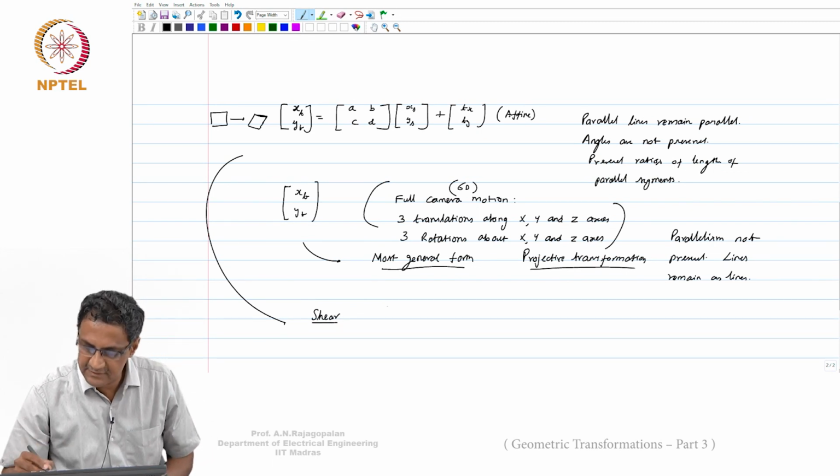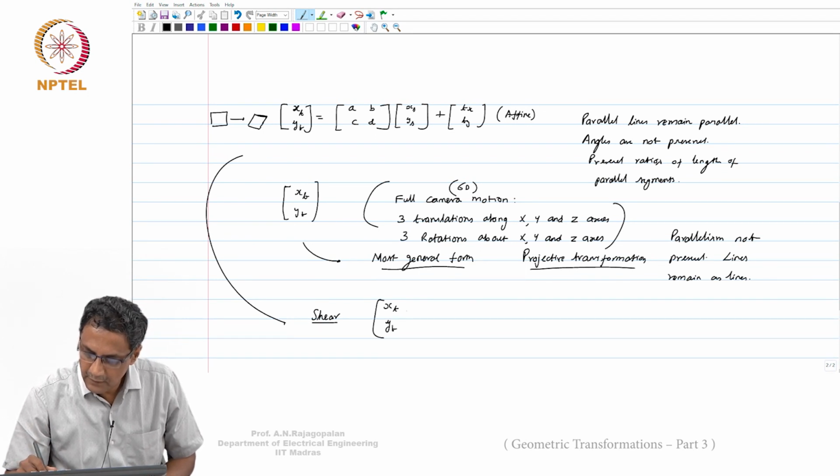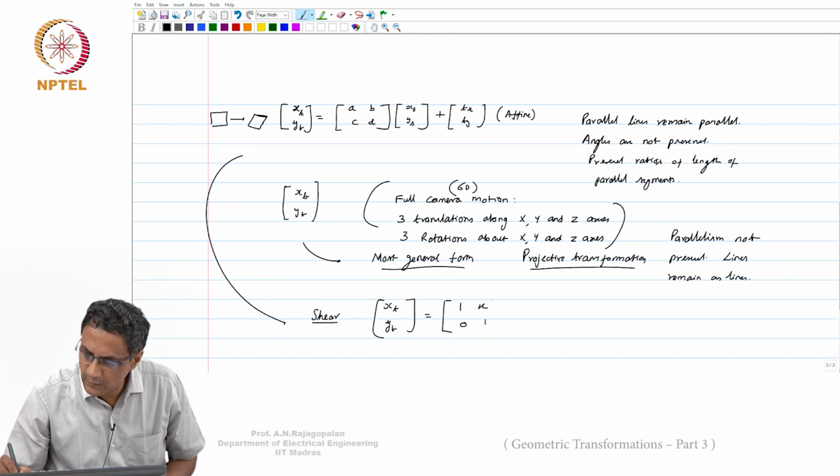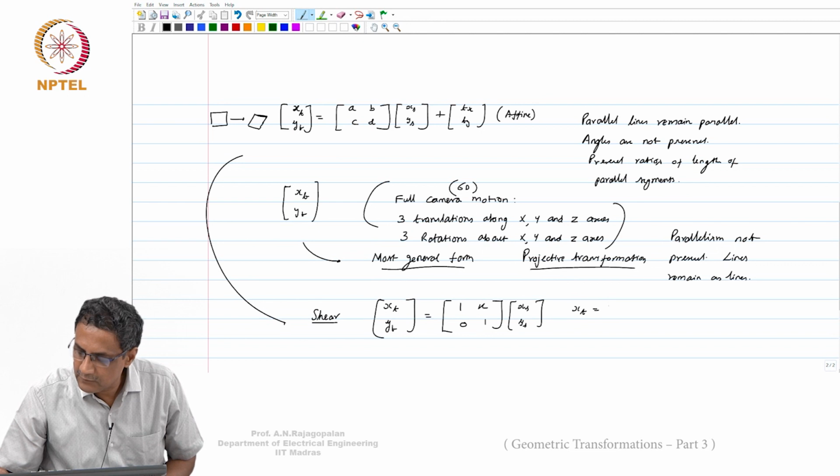Now, a special case is something like this. What we call an X shear. So, this will look like the matrix 1, K, 0, 1 acting on XS, YS. What this means is that your XT will be XS plus K times YS, and YT will remain equal to YS. Okay, this is called a shear.